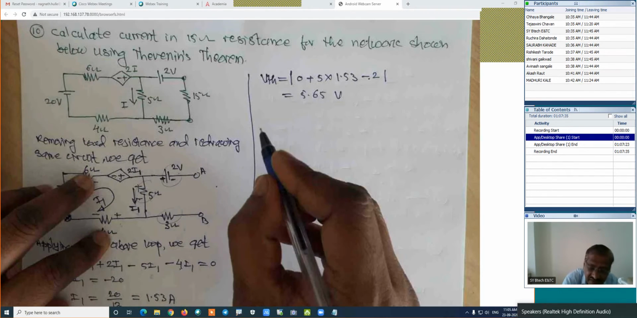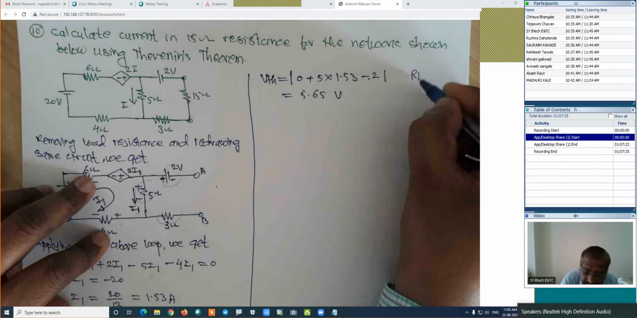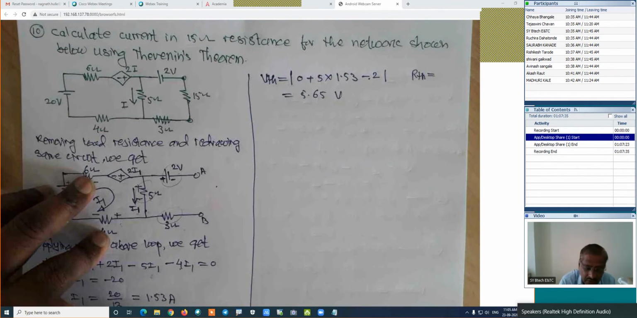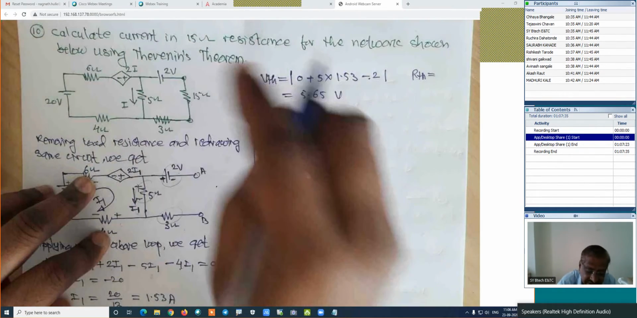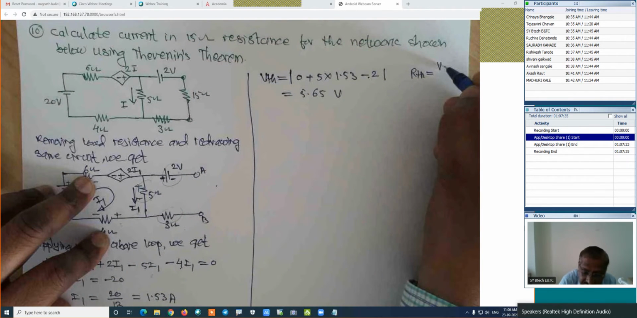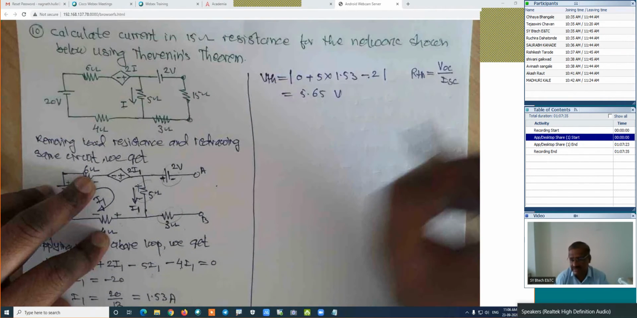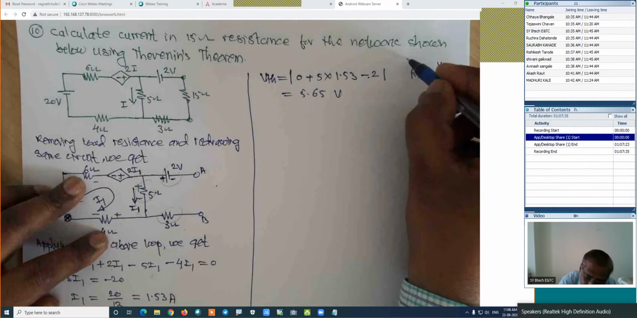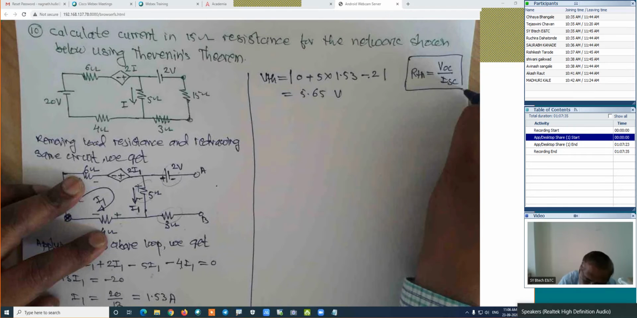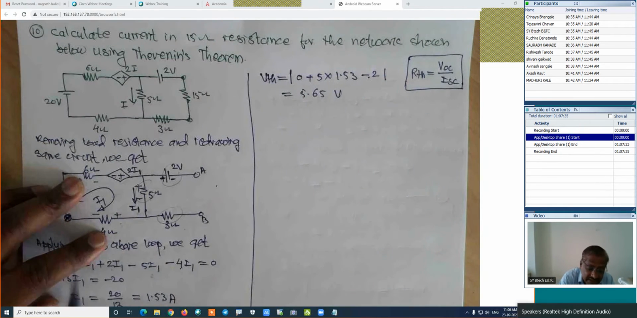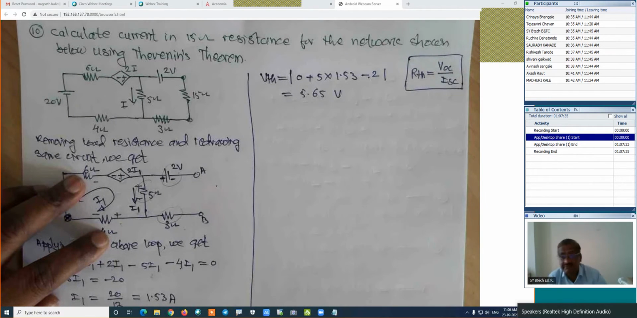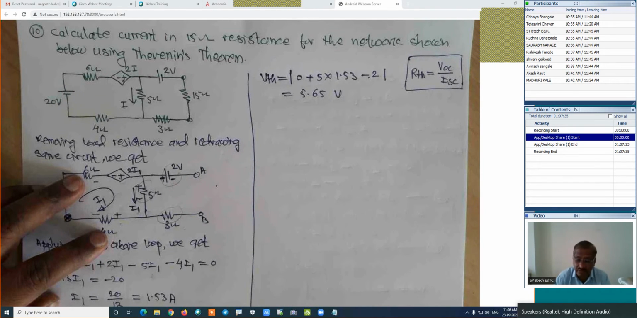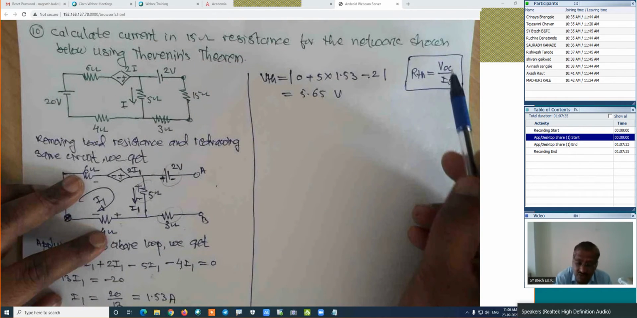How is the procedure? Now look carefully. In this case, RTH is equal to the resistance between the points A and B. This resistance is equal to VOC divided by ISC. Try to understand this. We have to use this formula whenever the circuit consists of a dependent source. It may be a current source or a voltage source. Whenever we have a dependent source in the circuit and use Thevenin's theorem for calculating RTH, we have to use the formula VOC upon ISC.